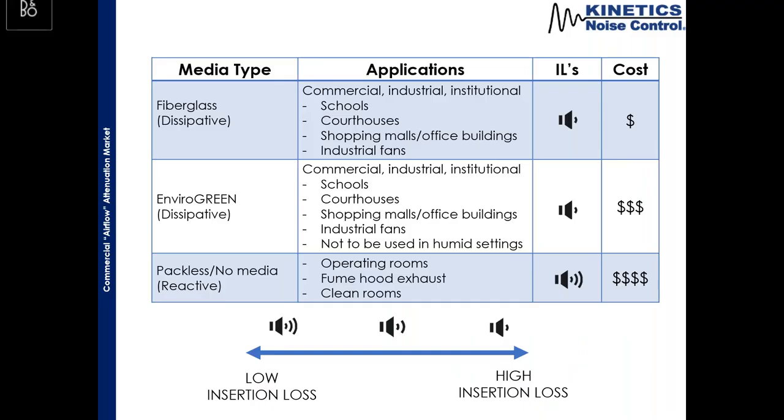Comparing these different media types, fiberglass or EnviroGreen cotton are really common with commercial, industrial, institutional type applications. You'll see these in schools, courthouses, shopping malls, etc. The only real difference between the two is we wouldn't want to use the EnviroGreen media for any sort of humid settings. We wouldn't want to use this in a pool application or something like that, just because the cotton has a tendency to absorb some of that moisture.